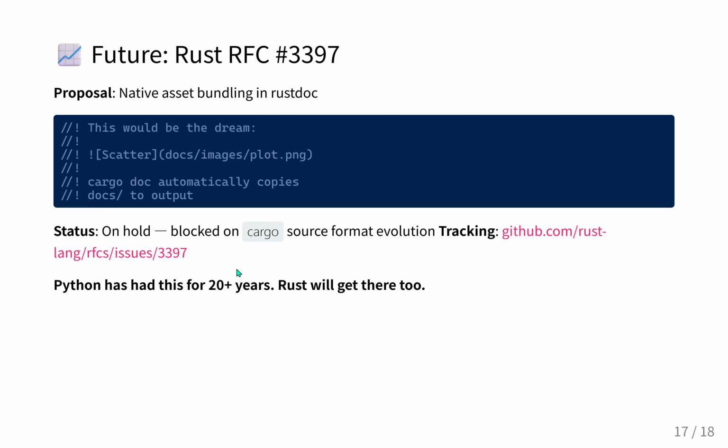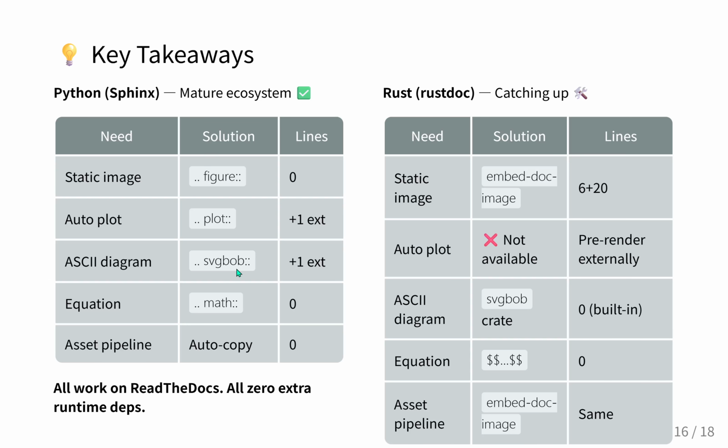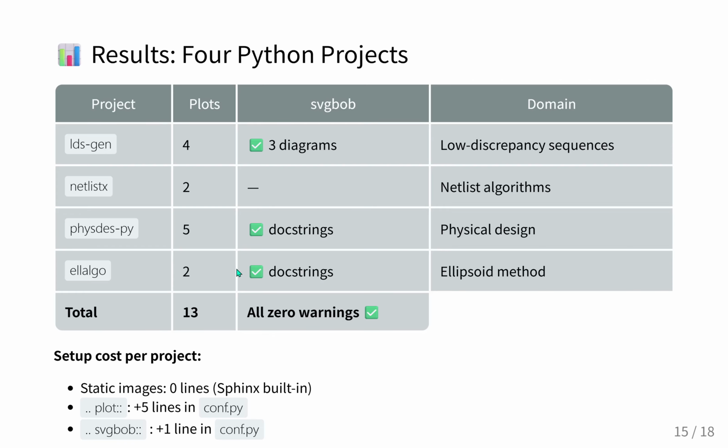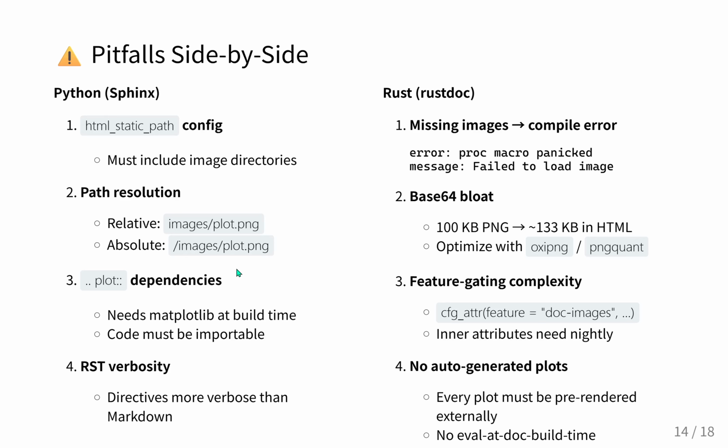And conversely, Rust suffers from the base64 bloat, the friction of feature gating macros, and a complete absence of dynamic, auto-generated plots. Right. In Rust, every single plot must be pre-rendered externally by a human, saved as a PNG, and committed as static technical debt. There's no evaluated build time magic.